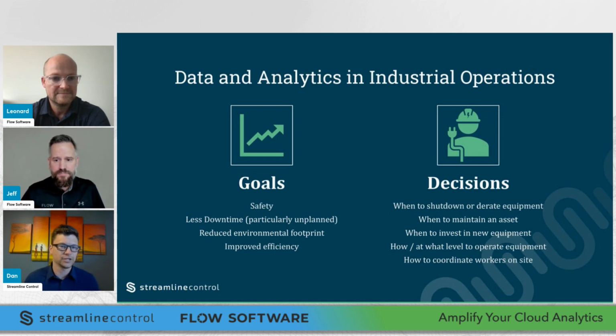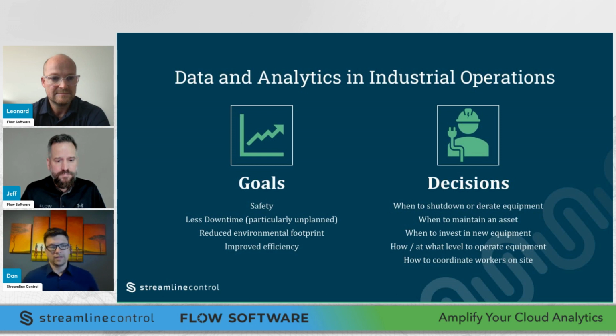So within industrial operations, the goals are often improving safety, reducing downtime, reducing environmental footprints, and improving efficiency. Those are some general ones. There's often many more. But in order to actually impact those and drive towards those goals, really it's all about decisions and what decisions you're making within the organization. So those could be large capital investment decisions, such as investing in new assets and new equipment, or it could be simple day-to-day operational decisions like where are we going to send our trucks today.